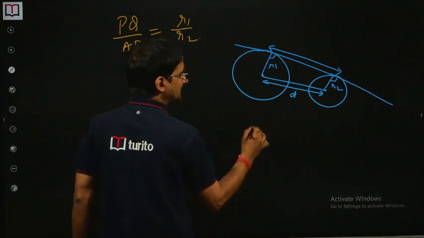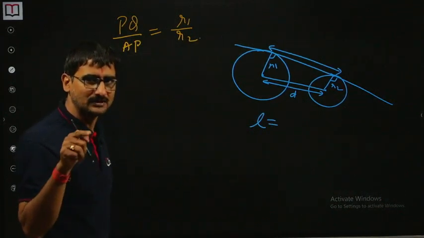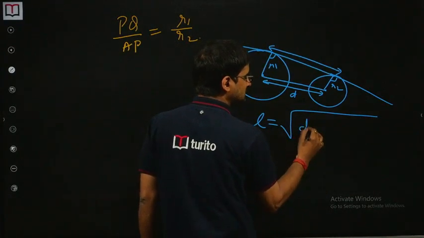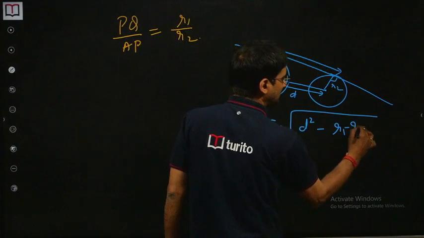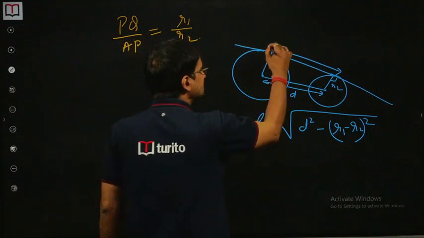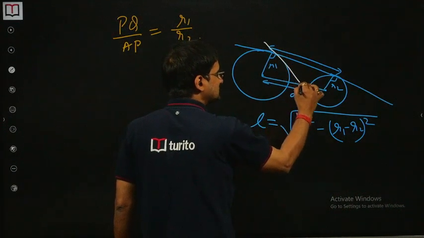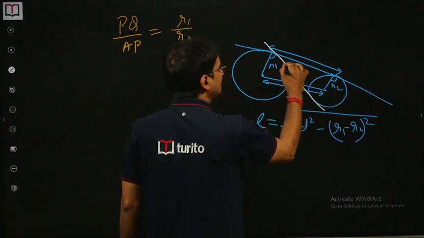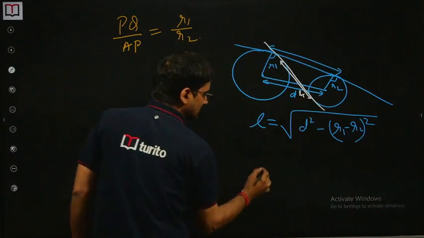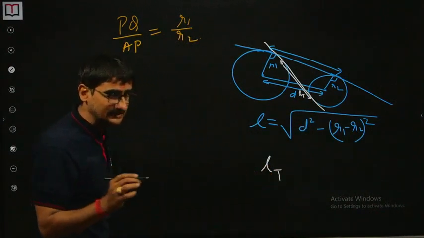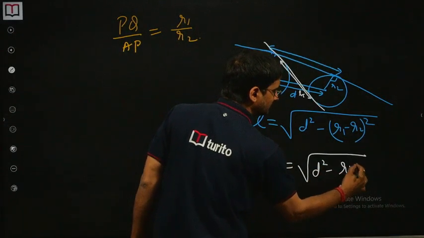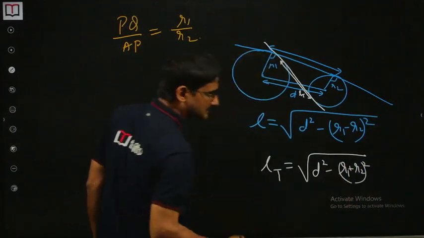If I'm not wrong, then L, the length of the direct common tangent, that's the case here, is nothing but the square root of D squared minus (R1 minus R2) whole squared. And if this were the transverse common tangent, now which tangents are transverse common tangents? Those for which the circles lie on opposite sides. So this is LT, the length of the transverse common tangent. That formula will be the square root of D squared minus (R1 plus R2) whole squared. Just keep these two results in your mind.